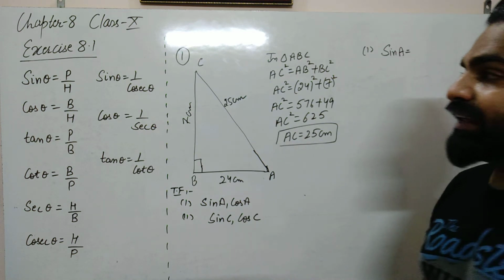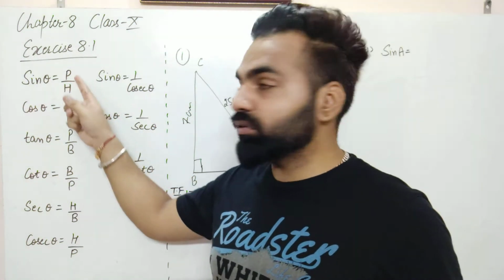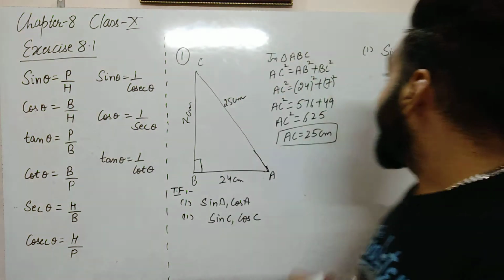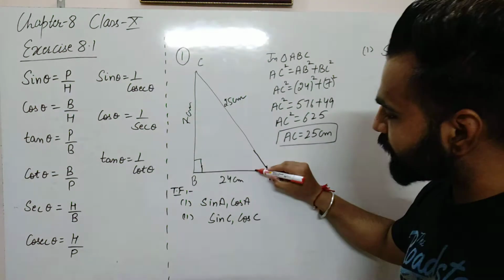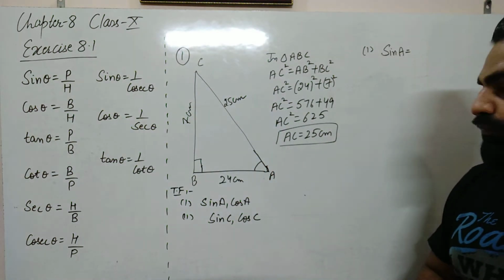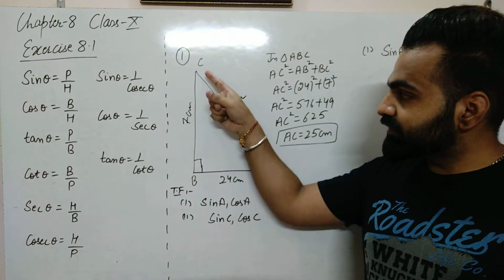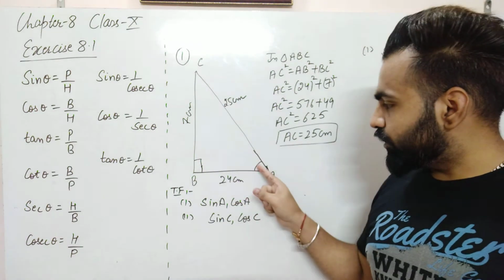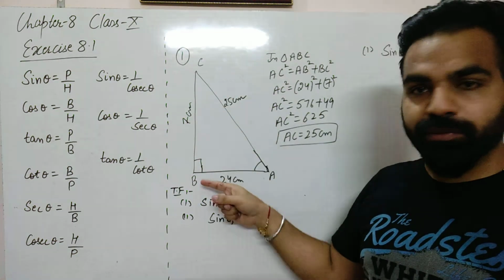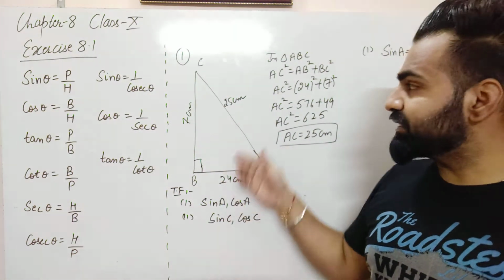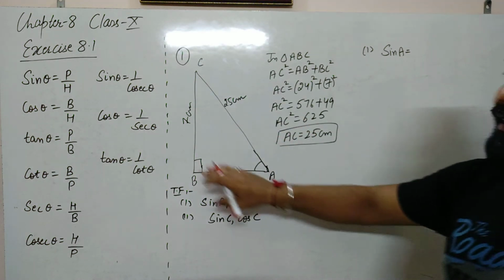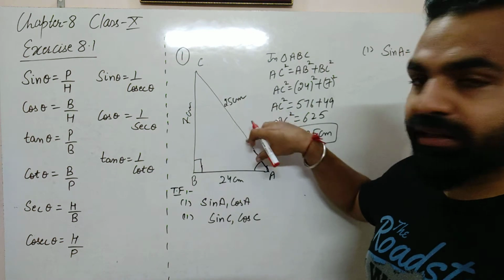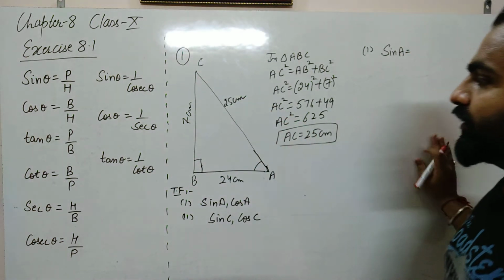So what is sin? Sin is perpendicular by hypotenuse, and we have to find sin of angle A. So we are talking about this angle here. For angle A, the angle opposite to A, BC, will be the perpendicular. This is the base and the hypotenuse is fixed. Only the base and perpendicular can vary according to the angle we are talking about.